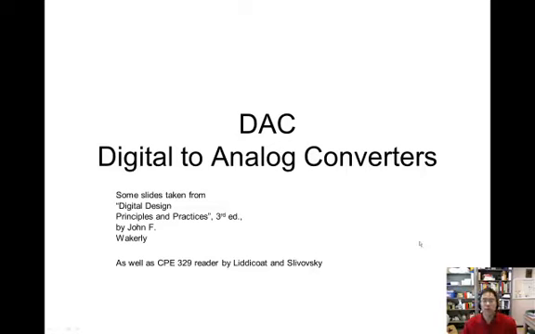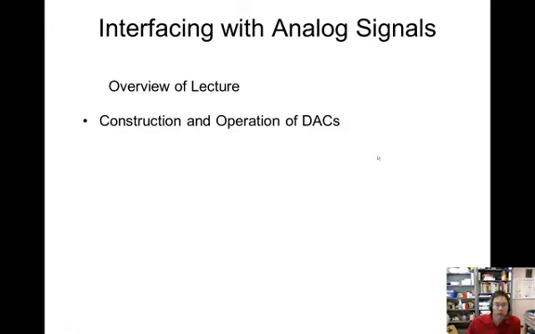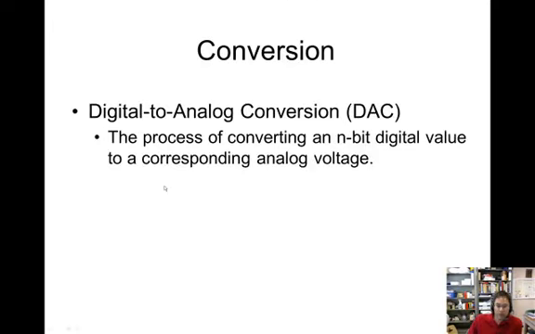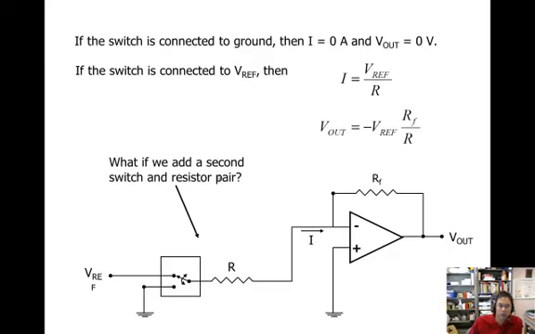Welcome to CP 329. We're going to cover digital analog converters. In this lecture, we're just going to concentrate on the construction and operation of digital analog converters. A digital analog converter is a device that converts an N-bit digital value to a corresponding analog voltage. And you'll be using this as part of your function generator project 2.